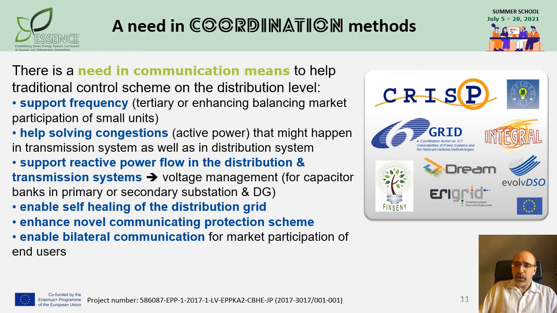If you want to support voltage profile deviation and to support reactive power flow in the distribution and transmission system, of course, then you need to be able to coordinate the different regulating means to achieve the optimal, let's say, objective function that we'll describe later. You can also have as a target the ability to self-heal the grid or to push forward some new protection scheme based on wide area network communication. And if you want to enhance what we have today as market participation, well, for sure, you need to have bilateral communication between the different users, aggregators, market players.